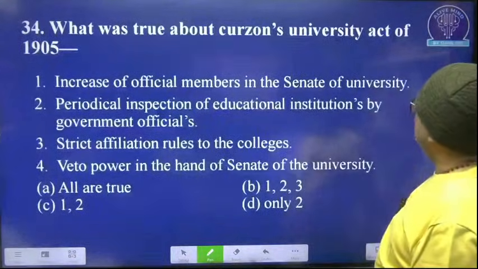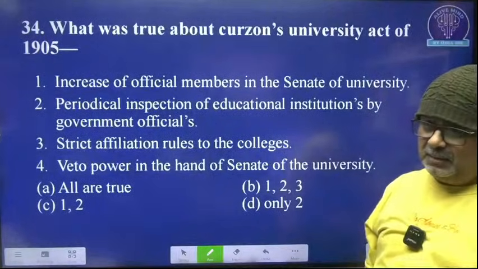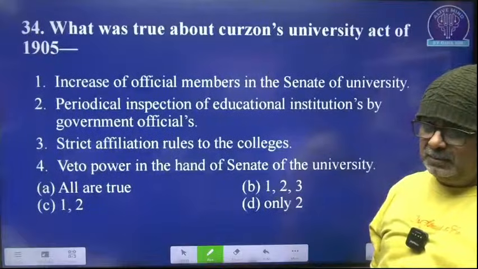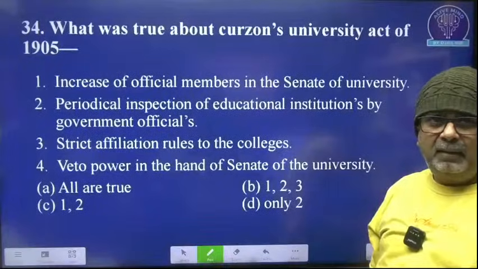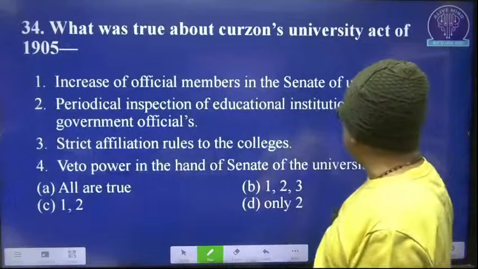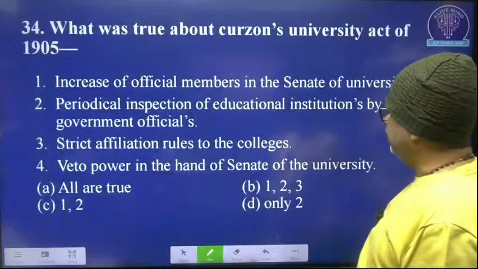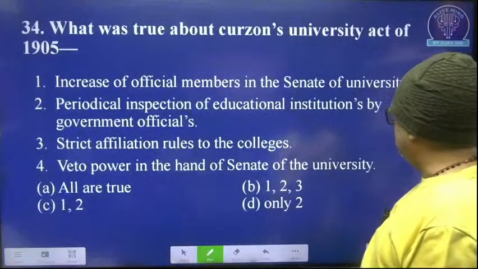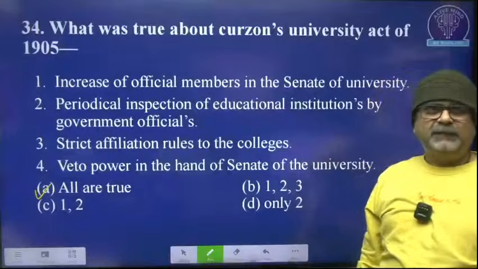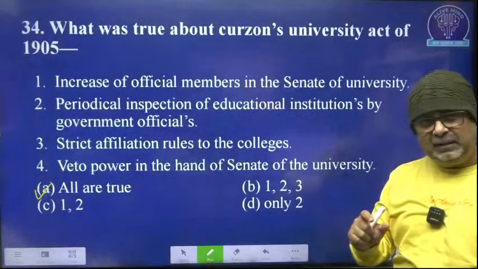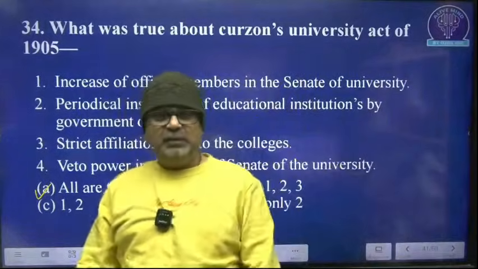34. What was true about Curzon's University Act of 1905? Increase of official members in the Senate of the University, periodical inspection of educational institutions by government officials, strict affiliation rules to the colleges, veto power in the hand of the Senate of the University. All are true. 34A. See, how can one personality lead to so many questions? One personality.